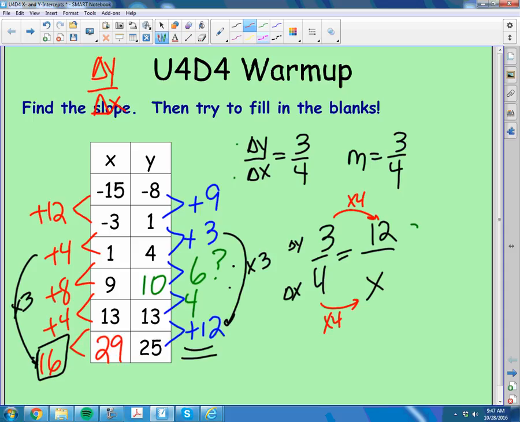Yes, sir? The change in 10 and 13 is 20. Right where? Right there, the change in 10 and 13. Ooh, excellent.